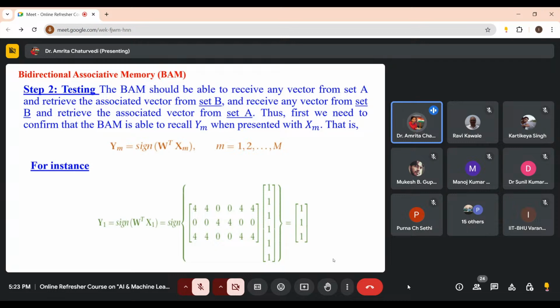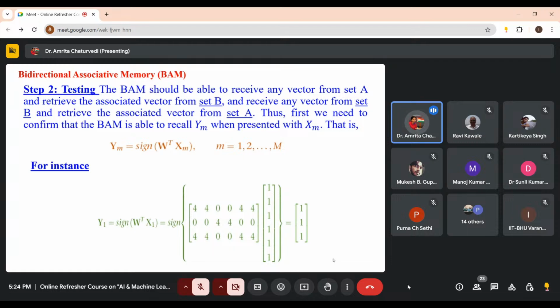Then you want to test your trained model. So BAM should be able to receive any vector from set A and retrieve the associated vector from set B, and receive any vector from set B and retrieve the associated vector from set A. So first we need to confirm that BAM is able to recall ym when presented with xm, right? To do this, you will simply multiply xm with the transpose of the weight matrix and then apply the activation function.